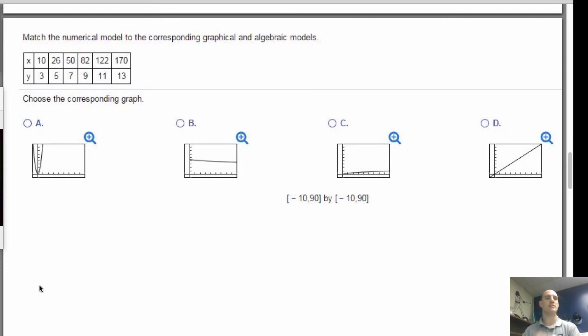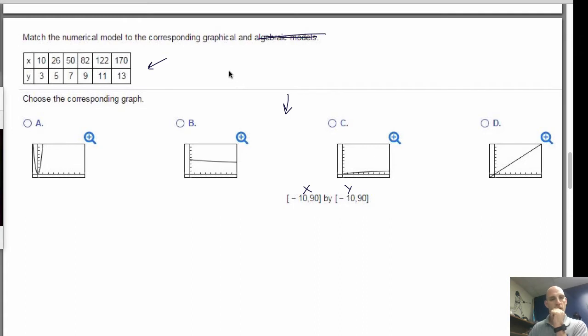This one says match the numerical model to the corresponding graphical model and algebraic models. We're actually not going to do the algebraic part just yet, but we're going to match a numerical, that's this one, to our graphical, that's this one. A couple different ways to do this. Obviously, we're plotting points. These are negative 10 to 90 for x, and negative 10 to 90 for y. You can sit there and plot every point, or let's look for a trend.